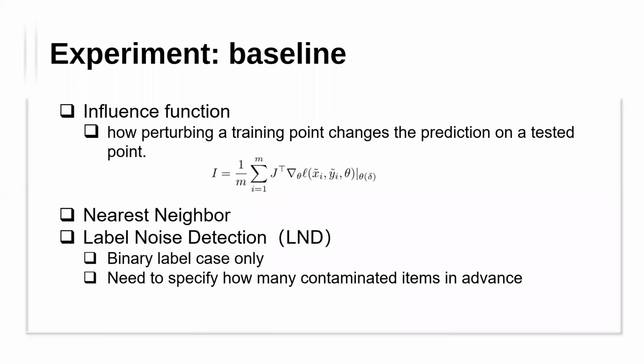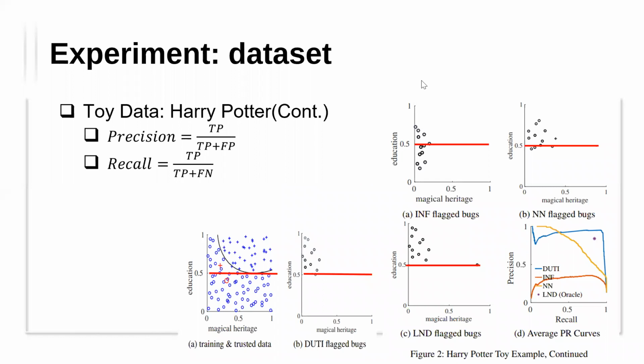So let's first look at the toy data from the previous slides. The ground truth decision boundary is the red straight line, and they run influence, nearest neighbor, and duty on this data set. The influence function does not perform well because it suggests some wrong data, and nearest neighbor also has some wrong bugs. However, duty looks much better.